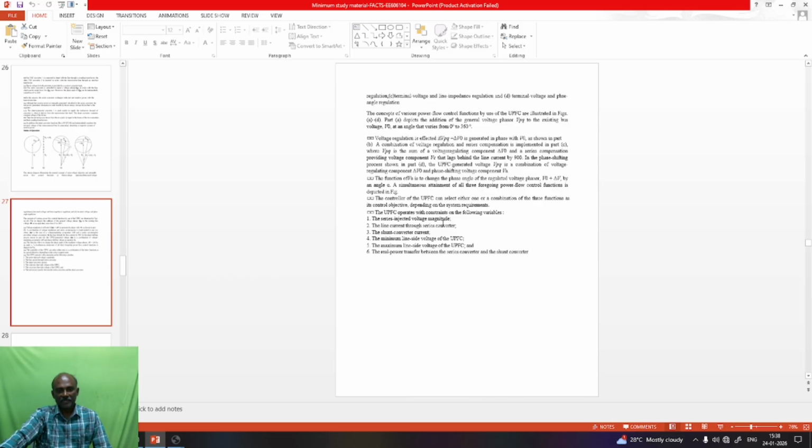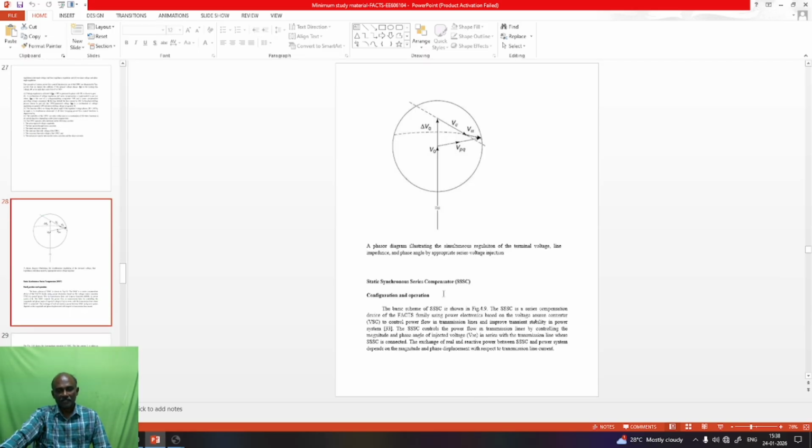The UPFC operates with constraints on the following variables: the series injected voltage, using which we can inject the series voltage; the line current through the series converter, since line currents can also be varied; the shunt converter current; the minimum line side voltage of the UPFC; the maximum line side voltage of the UPFC; and the real power transfer between the series converter and the shunt converter. So these are all the operating modes of the UPFC.